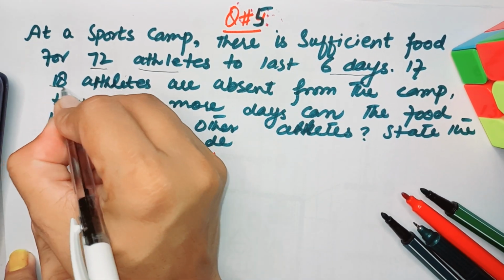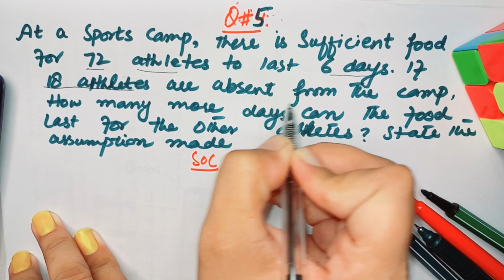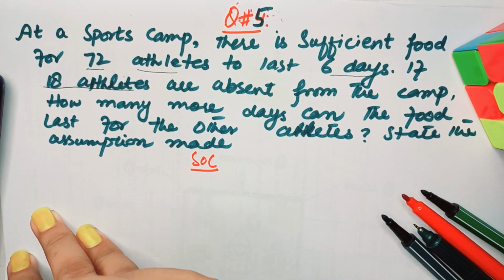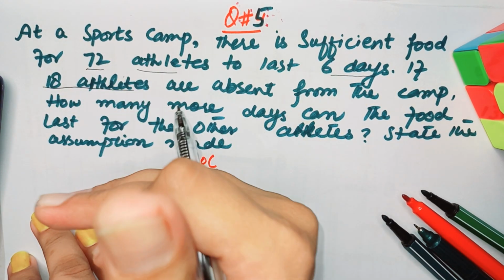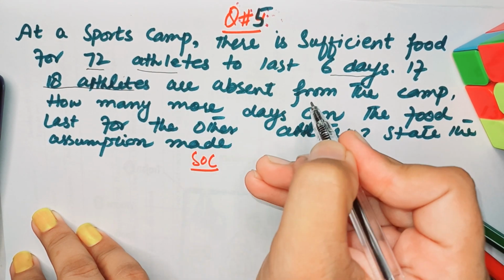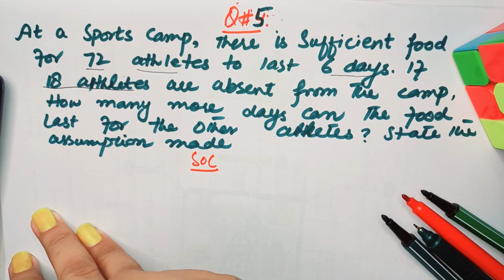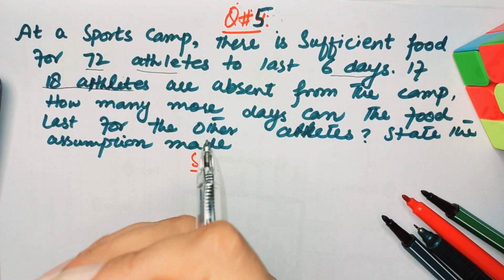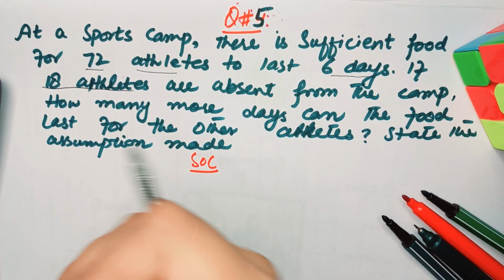If 18 athletes are absent from the camp, now we have less athletes now. How many more days can the food last for the other athletes? State the assumption made.